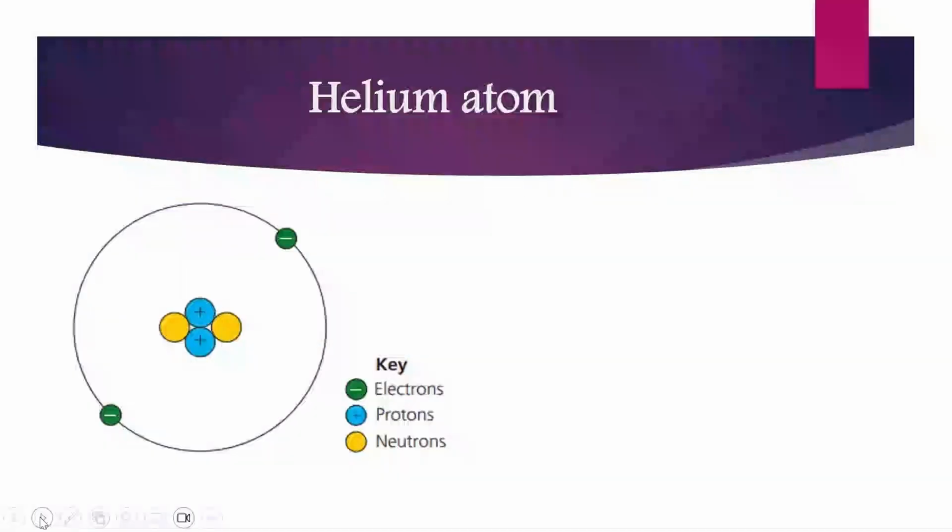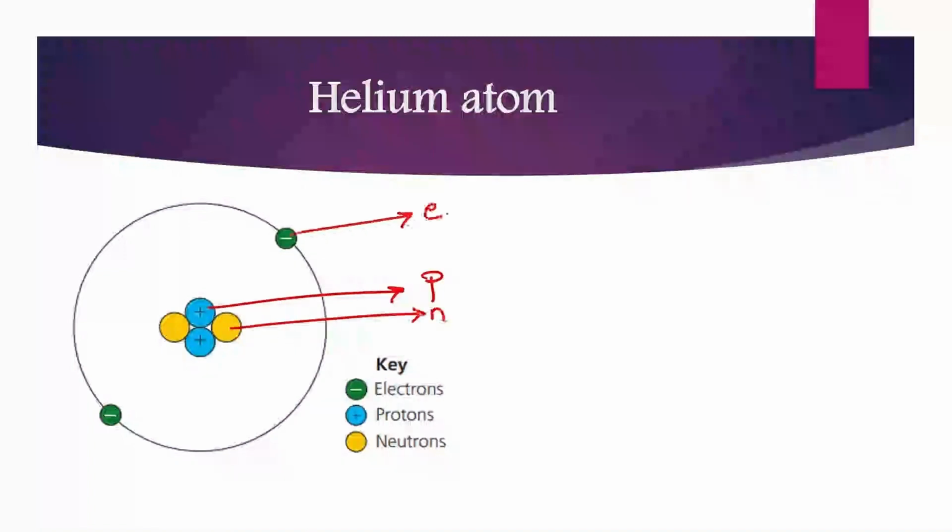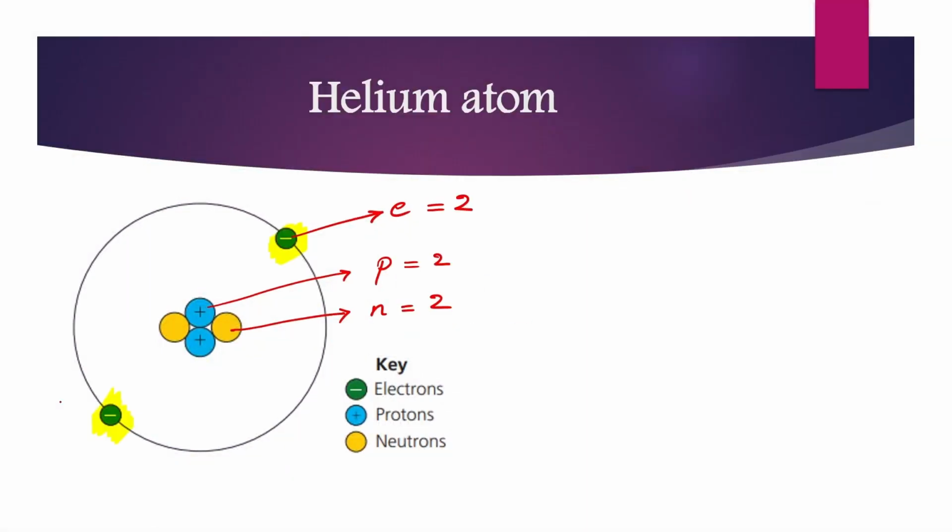This is a model of a helium atom, and the key here represents the subatomic particles. These are the protons, and these are the neutrons, and these are the electrons. How many protons are here? Here we have 2 protons and 2 neutrons and 2 electrons.